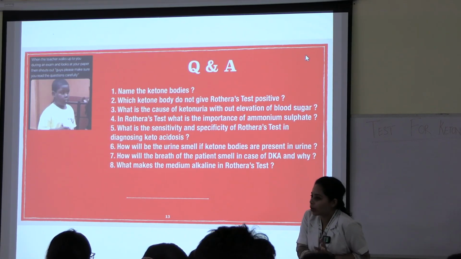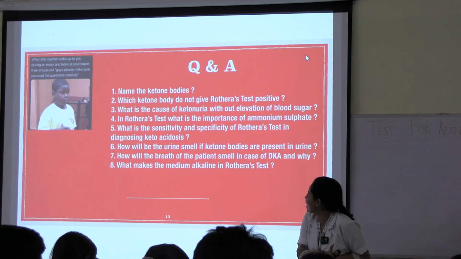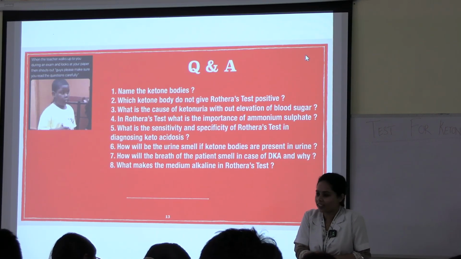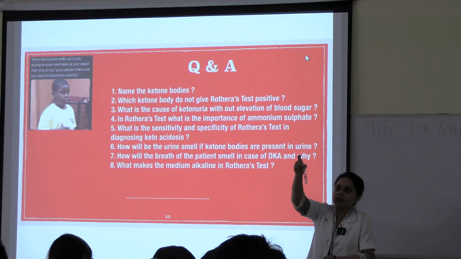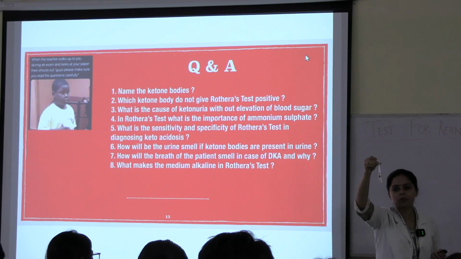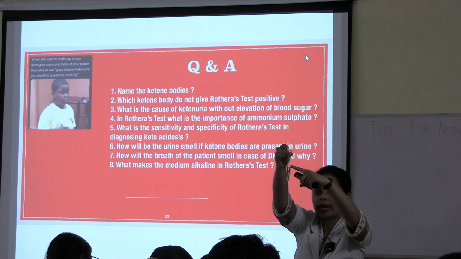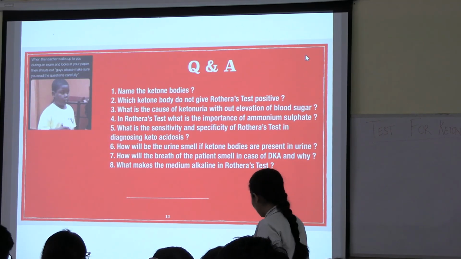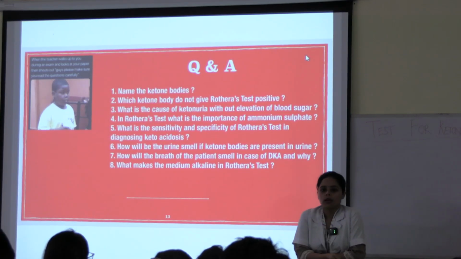What makes the medium alkaline in Rothera's test? You tell. Do you want to note the questions? Okay, do it. See, the color is better now. If you give some time, see the junction between the urine and liquor ammonia. You can see the difference better now. Do it fast because you have to perform practicals now. And when you go into the practicals, don't give blank faces. I am saying it again and again.